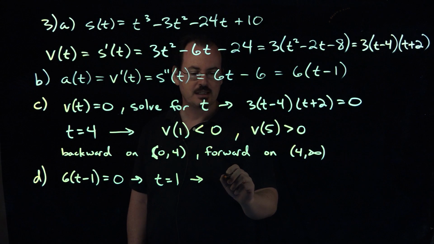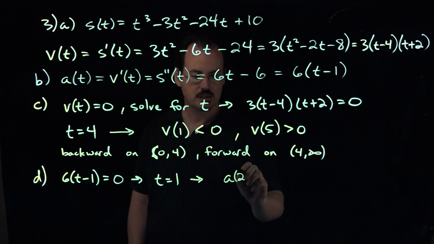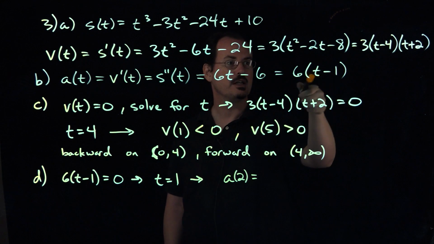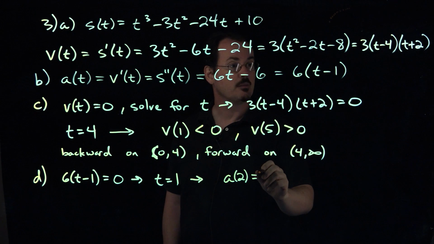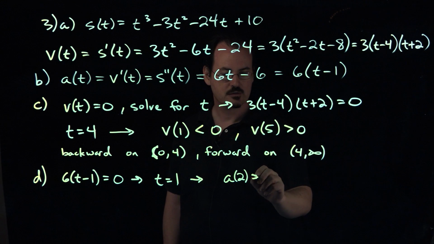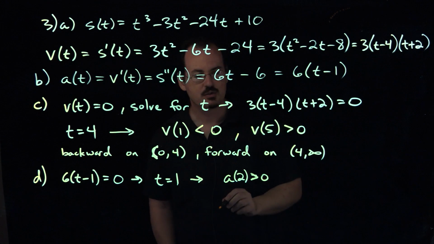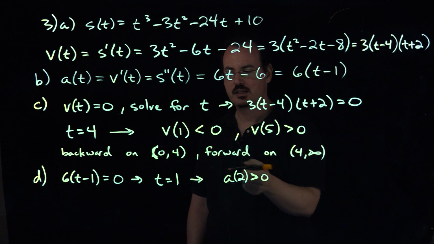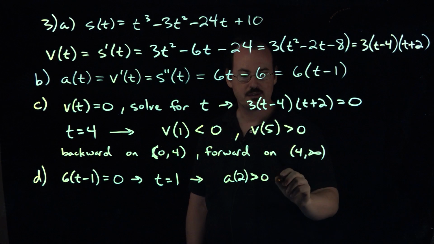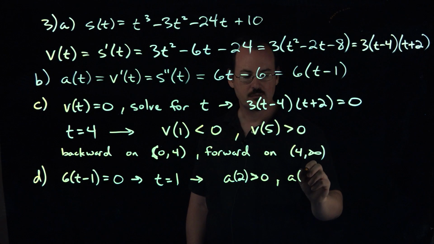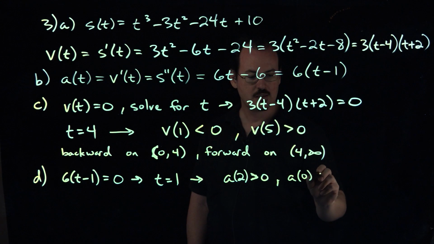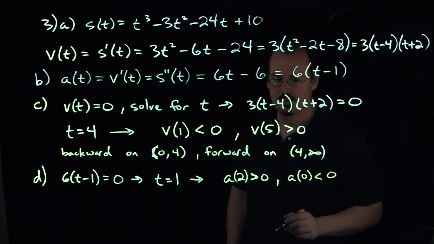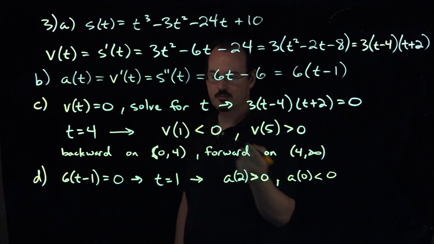So again, we can pick a test value here. Suppose I pick t equals 2, and I find, what was a of 2? If I plug 2 in there, I'm going to find that that's a positive number. In fact, all I care about is that it's greater than 0. So the car had a positive acceleration after time t equals 1. And if you plug in a number that's less than 1, that's going to be negative. So a of 0 was negative. So what does that mean? Acceleration was negative before 1 and it was positive after 1.